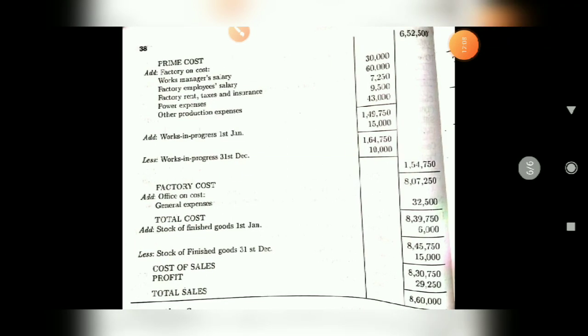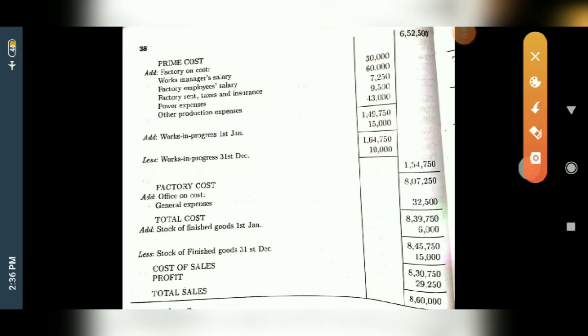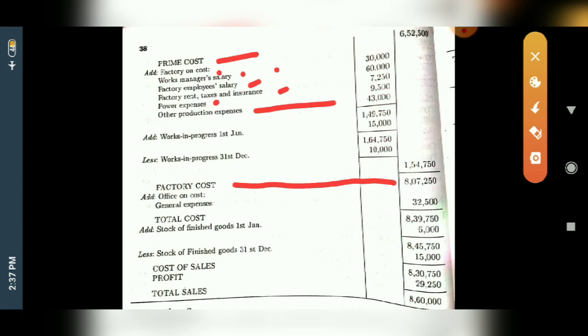Now you are going to get the prime cost. You got the prime cost here. Then you have to add all the factory related expenses to get your factory cost. So for that reason, factory related costs are to be taken into consideration. All the things are to be added. So factory cost: works manager's salary is given, and all the factory related things are there. Power expenses will come under this factory related item. Then other production expenses are there.